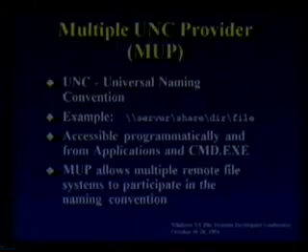Okay. The next mechanism is the multiple UNC provider, or affectionately known as MUP. UNC, I'm sure most of you are familiar with, is a universal naming convention. And if you look at the example over there, that's essentially what the syntax of a UNC name is. You have double backslash and then a server name, backslash, share, and so on and so forth.